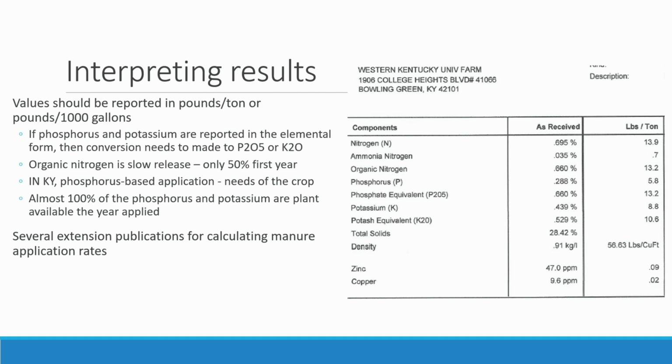Now, in other states, there are nitrogen-based application rates. It just depends on the laws of the state. Lastly, I want you to remember that phosphorus and potassium are almost 100% available to that plant in the first year.